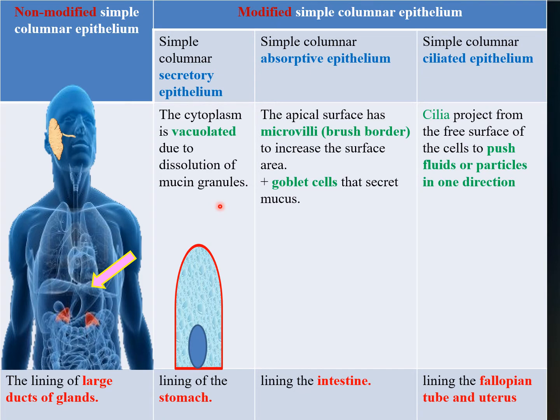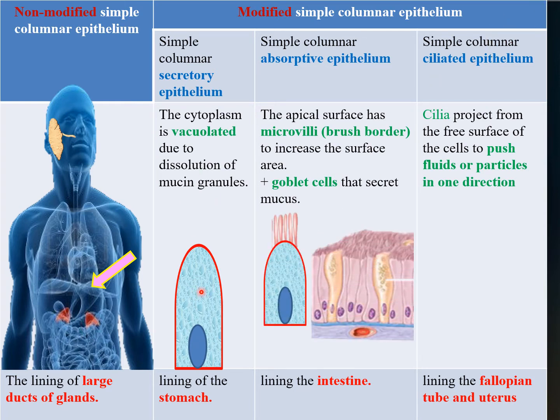For the simple columnar absorptive epithelium, it is the same as the simple columnar secretory, but it has microvilli. These are the microvilli, which are called the brush border. These microvilli will increase the surface area of the cells. So it is provided with microvilli. Also, it has goblet cells. These goblet cells will secrete mucus.